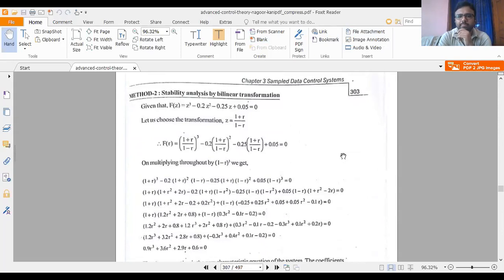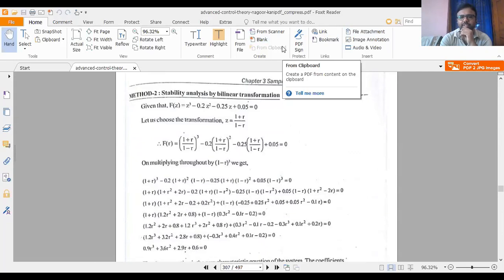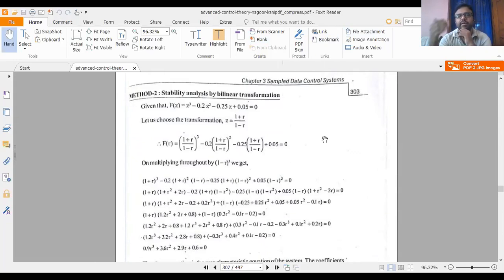So for the same problem we have seen the bilinear transformation method. In the bilinear transformation method, in order to judge whether the system is stable or not, we have to convert the Z plane into the R plane, and after that we have to frame the Routh criterion table, and say whether that particular system is a stable system or not. This particular problem has been seen by us in the previous classes.